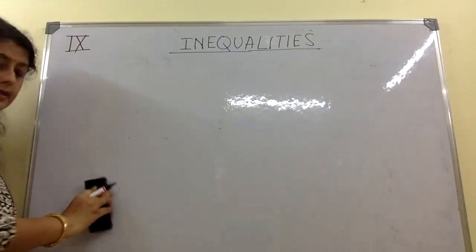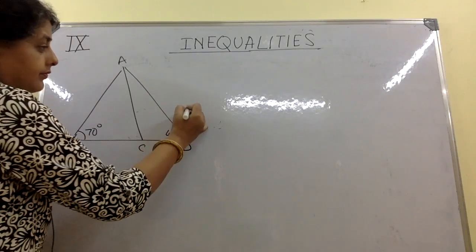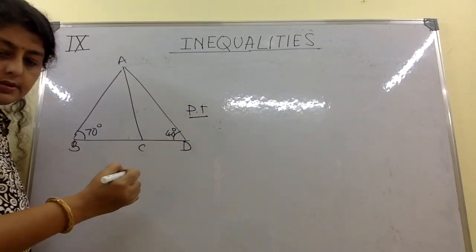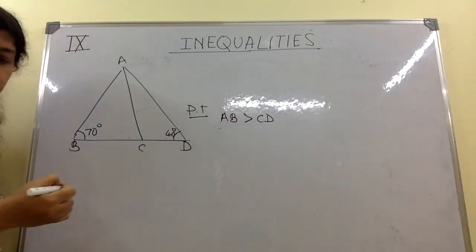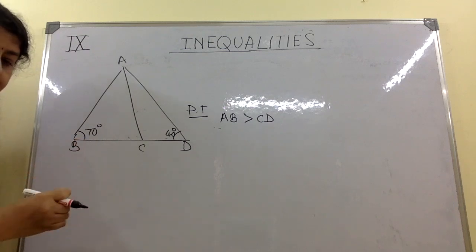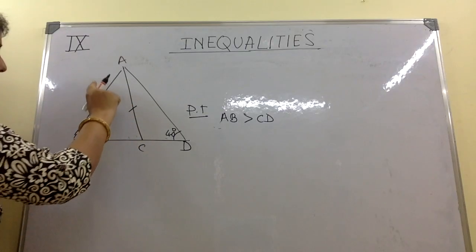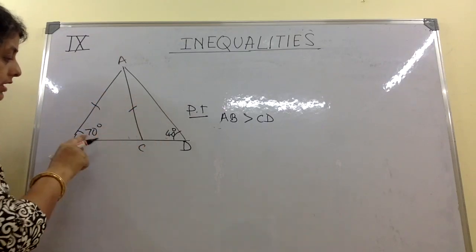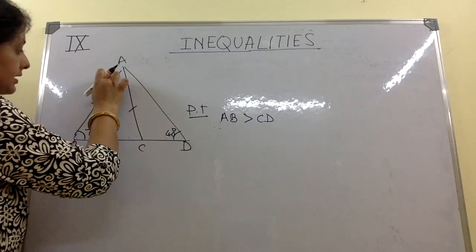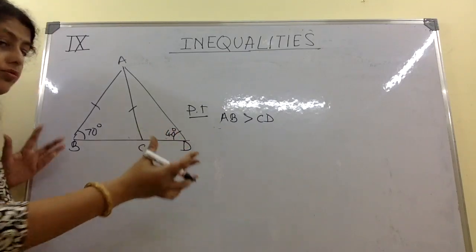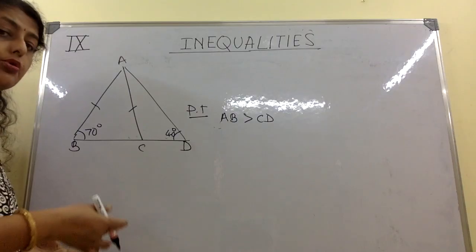So here we have a sum: prove that AB is greater than CD. What they have given us is only this much: AB is equal to AC. They have told us this angle is 60 degrees, this angle is 40 degrees. Now we have to prove AB is greater than CD. Note one thing, CD is in a different triangle. So how do we manage that?